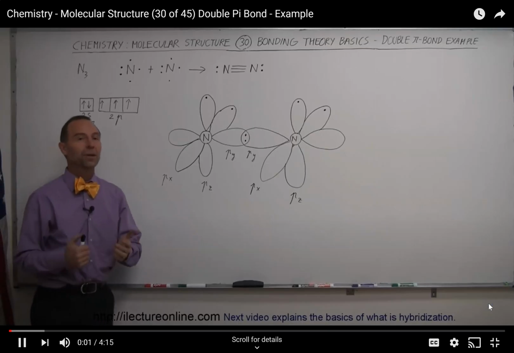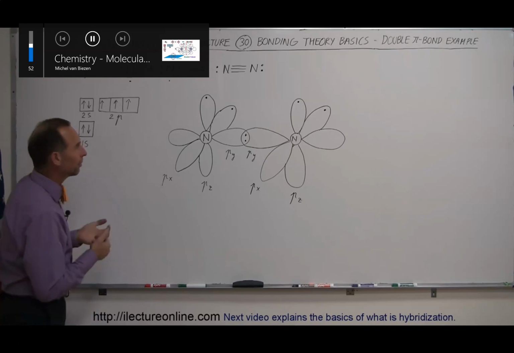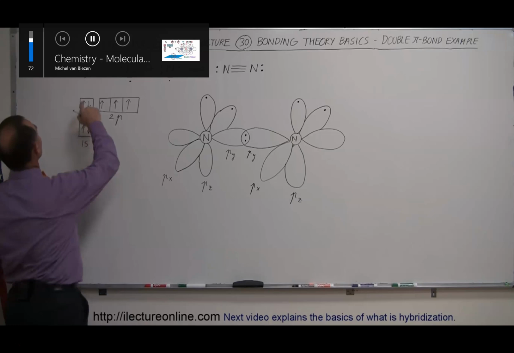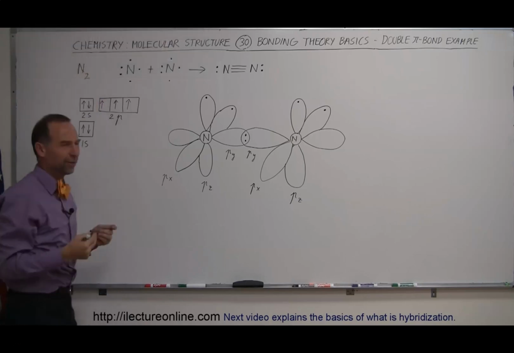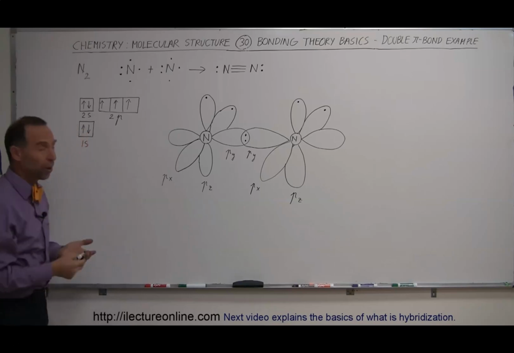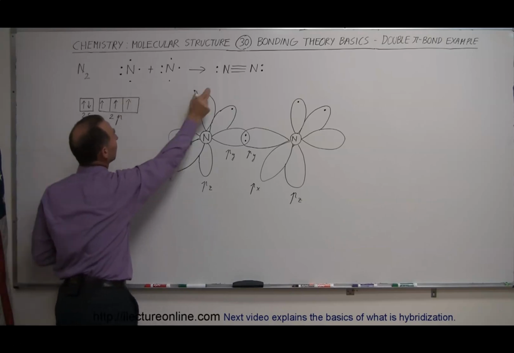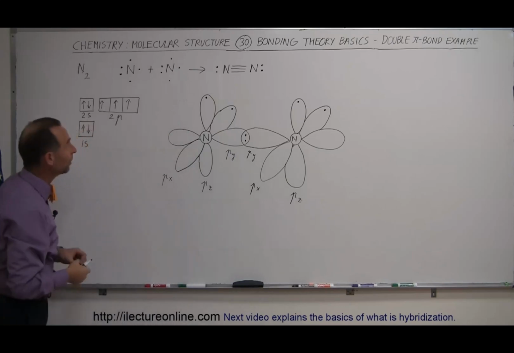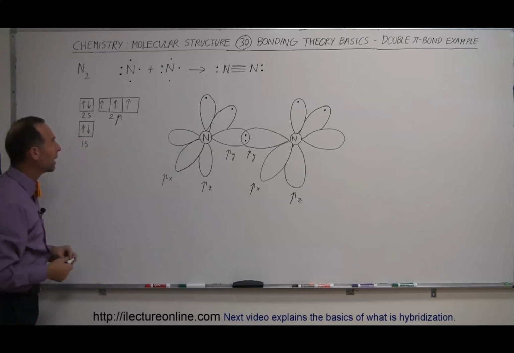Okay, welcome to ilectureonline, and here we're going to take a look at a double pi bond example. That double pi bond will exist when you have a molecule like nitrogen, not N3, and 2. I thought about the 3 when I was thinking about a triple bond, but no, it's actually the N2 molecule. It's a nitrogen gas molecule. It comes about when you take 2 nitrogen atoms, you join them together, and you form a molecule like that with a triple bond, and there's the Lewis structure of that bond. Notice that each nitrogen still has 1 lone electron pair remaining.